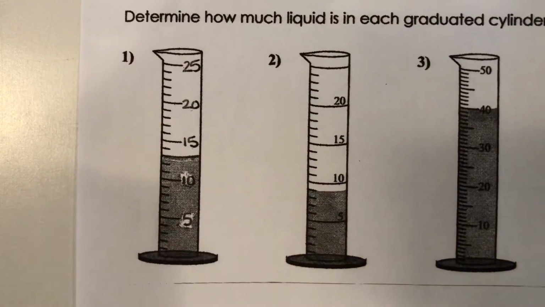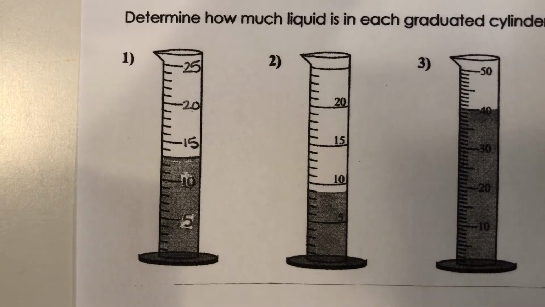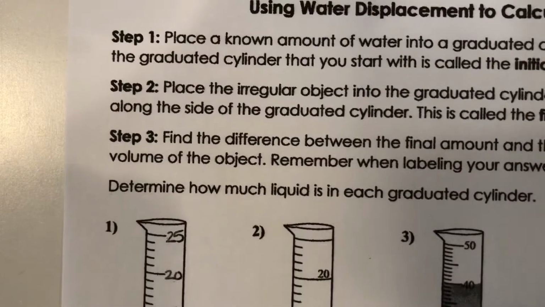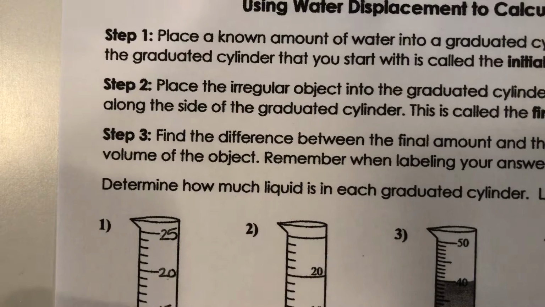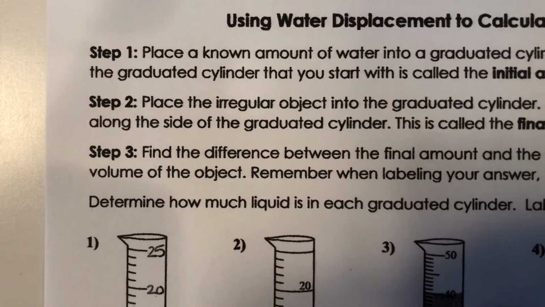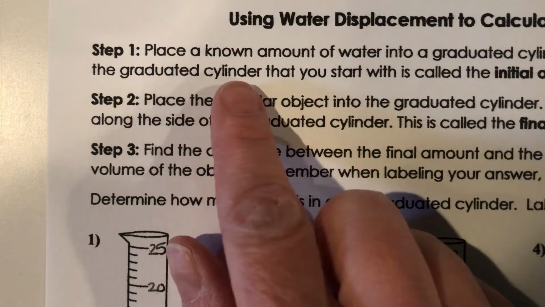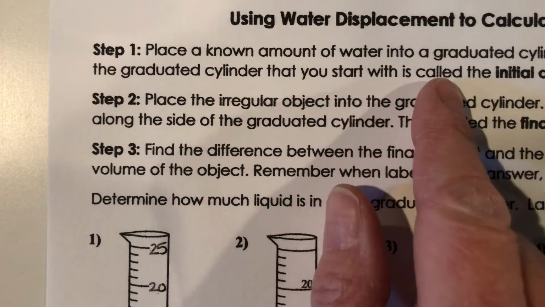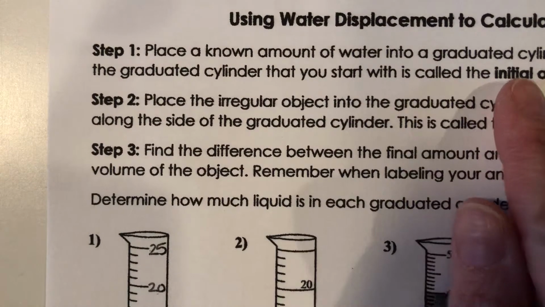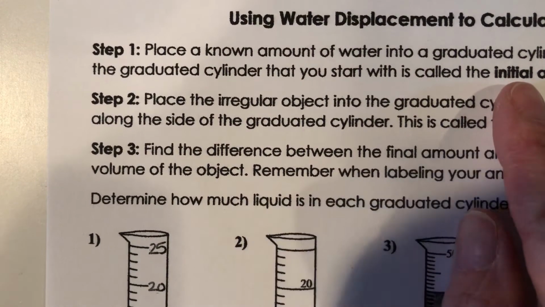And this is a picture of a graduated cylinder. Maybe you've noticed them by the window in the corner in the classroom. Those tall, clear plastic things with the numbers along the side. Those are graduated cylinders. So we're going to place a known amount of water in that graduated cylinder, and that is what you start with, and we call the amount that you start with the initial amount.